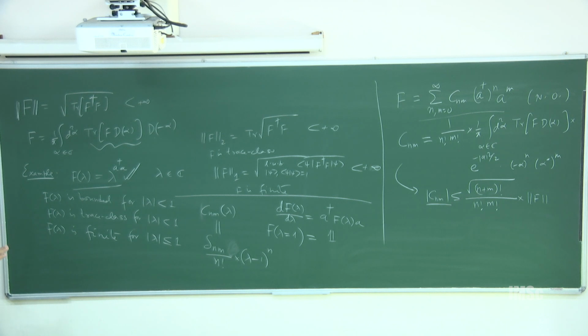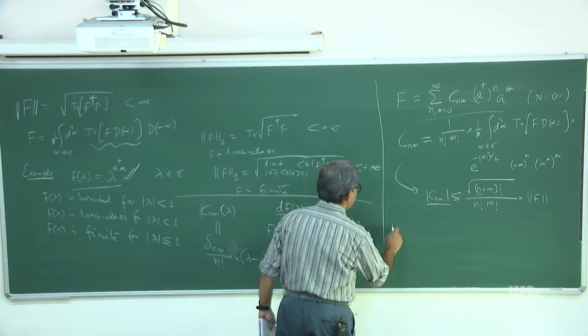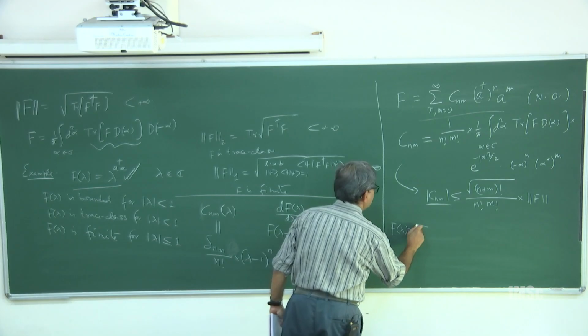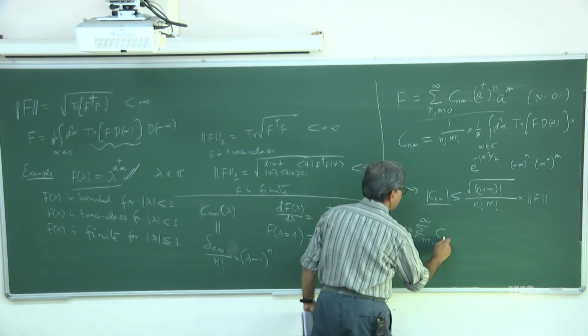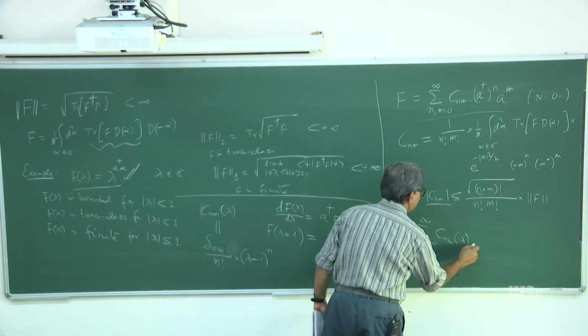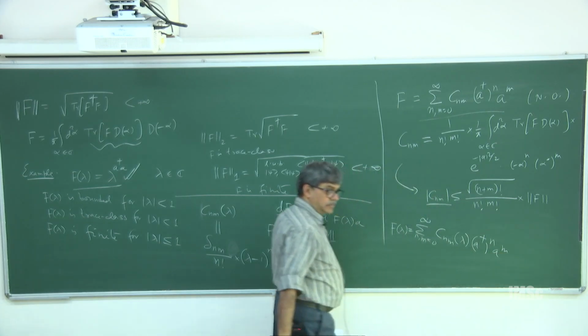But I do not think we have derived it. There was some issue how to derive it. Well, what I think we discussed is that you can start with this form, f(λ) = sum over n, m = 0 to infinity of C_nm(λ) a† to the power n a to the power m.